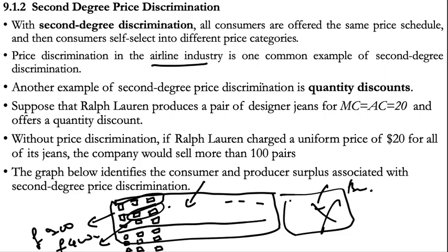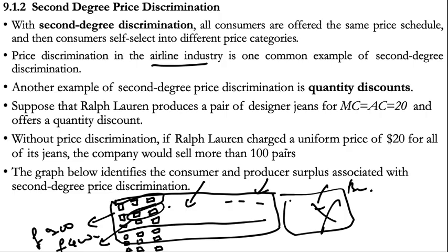Okay, so the more you use, then you move to the next block of consumption, then you only need to pay a cheaper price per unit. Okay, so that is block pricing, one good example of second degree price discrimination. In this textbook they use an airline example. Also they give you another example, let's say Pizza Hut.